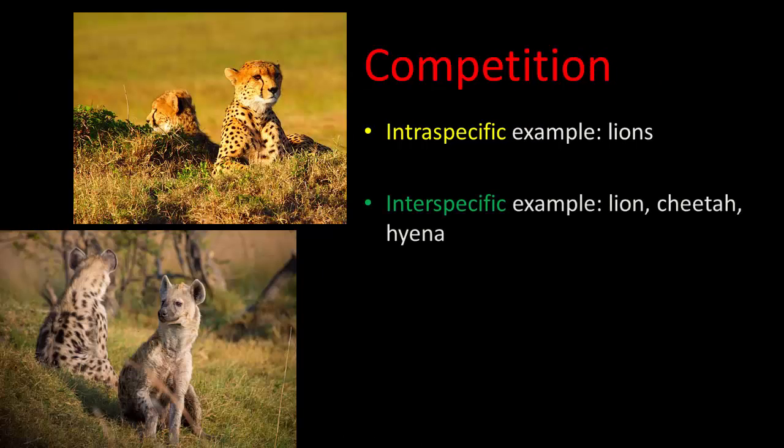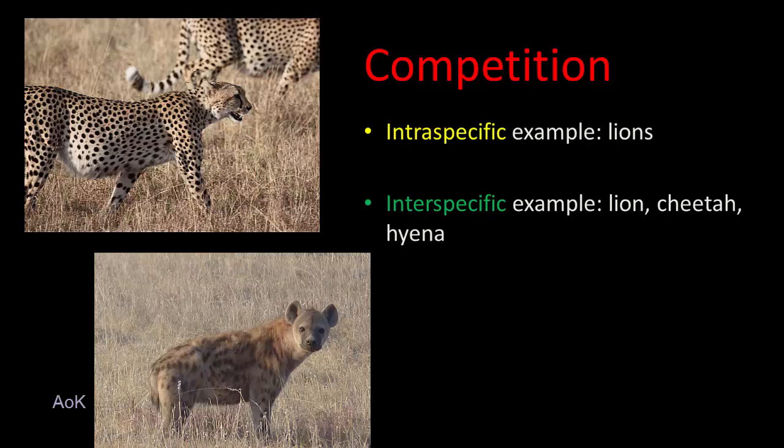Interspecific competition will happen when animals of different species want the same resources. Lions, cheetahs, and hyenas all live in the savannas of Africa. They, in general, like to hunt similar prey. Lions are clearly the strongest of these three. For this reason, hyenas and cheetahs will try to avoid direct competition with the lion and will not attempt to fight it.